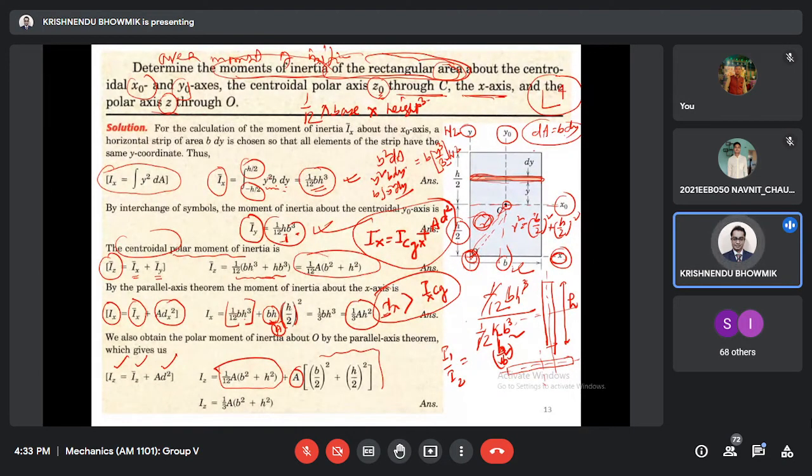But you can recall that with respect to the centroid, it is 1 by 12 base multiplied by height cube, but with respect to the base, it is 1/3 multiplied by base multiplied by height cube. So if you have this case, 1 by 12 multiplied by base multiplied by height cube with respect to the centroid, with respect to the base it is 1/3 base multiplied by height cube.